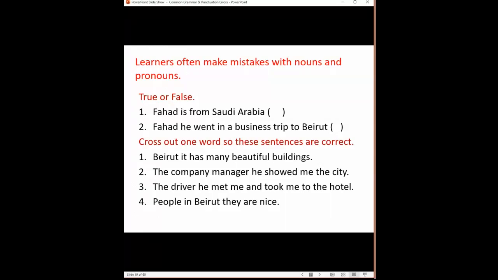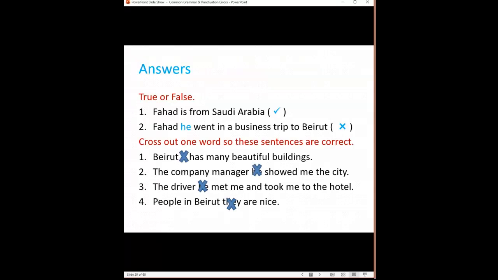Remove he. Great. The driver, he met me and took me to the hotel. Okay, so either to you, yani, you have to choose one subject only. People in Beirut, they are nice. What can we omit? Okay, great.